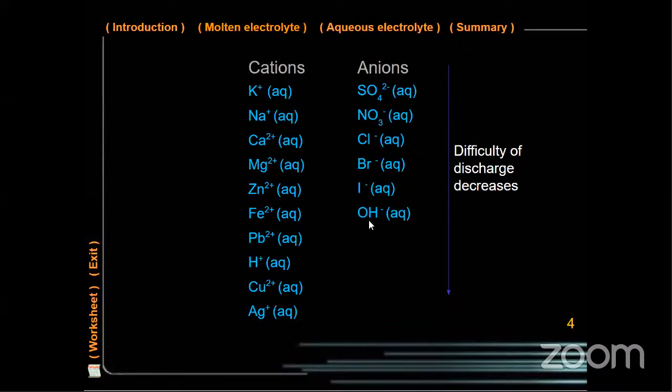For example, if your solution is dilute, that means concentration is not a factor. And if you're using an inert electrode, hydroxide is going to be discharged every time. That's why when you electrolyze dilute solutions, you tend to discharge hydroxide, producing oxygen at the anode. So there you go.